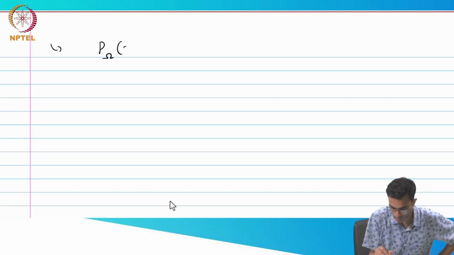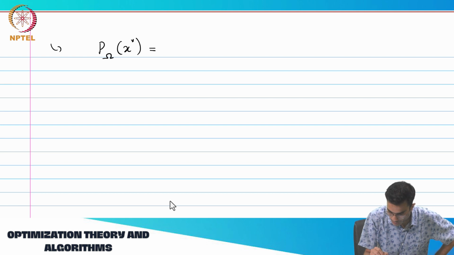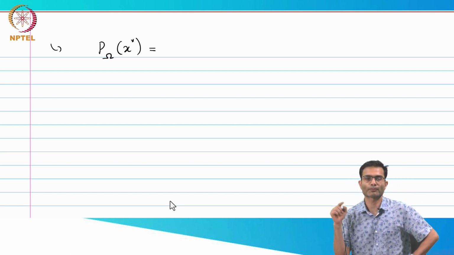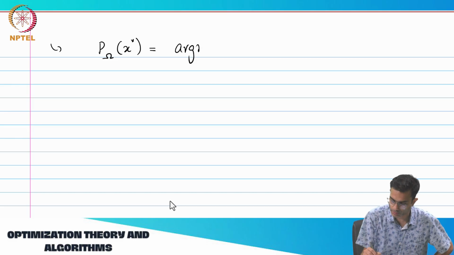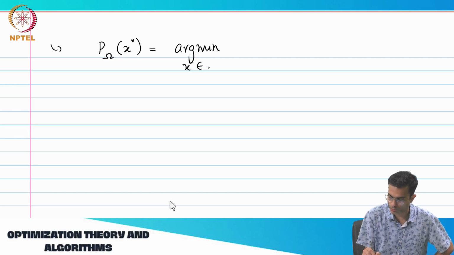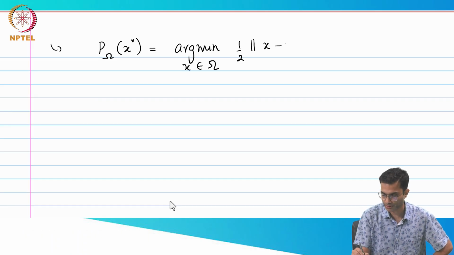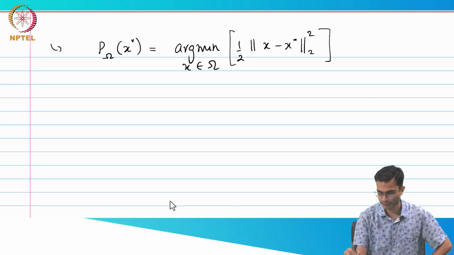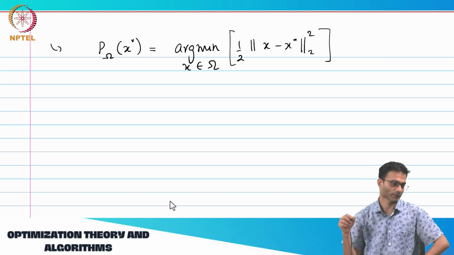So we have defined, let's say, x star. Okay. So what does this mean? Projection of the point x star due to the feasible set omega. And how did I define it? Argmin, x can roam around on the entire set. This half is there just for convention, x minus x star. Right? This is the problem that I have to solve. This problem may or may not be simple depending on omega.